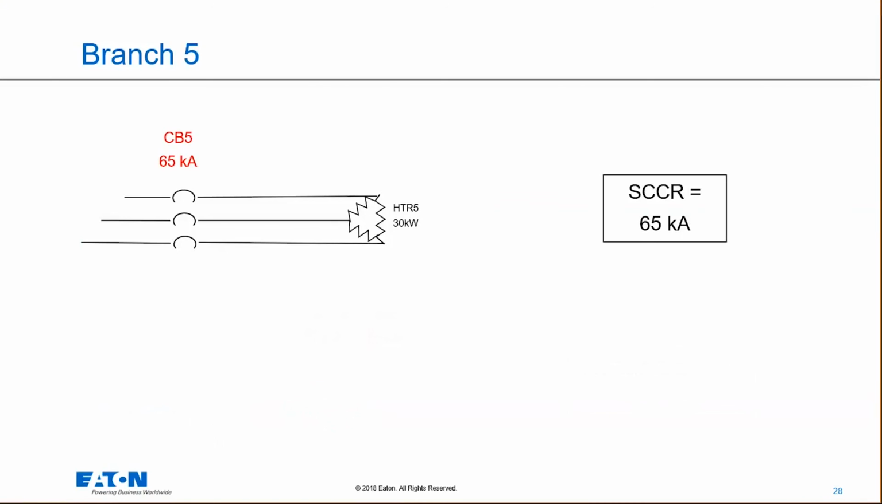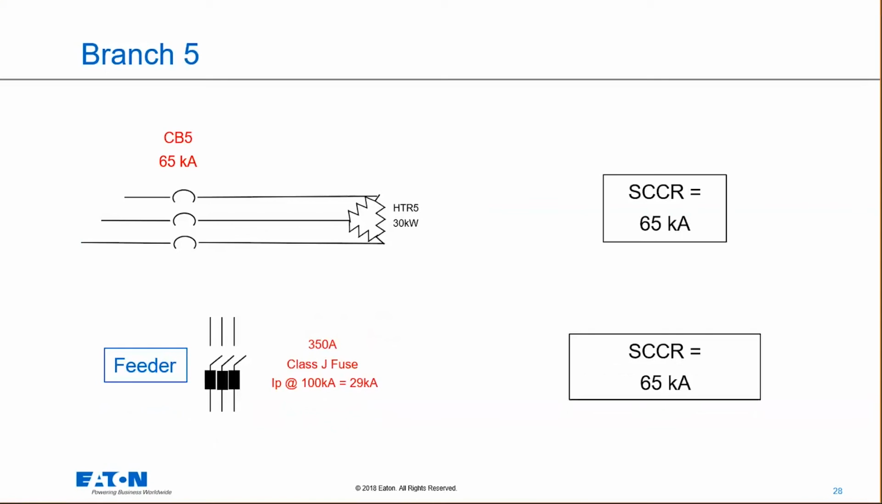Is that overcurrent device in our feeder going to be able to raise this rating? Hopefully everyone out there in the audience is saying, no, can't raise that rating. That's an overcurrent protected device. So nope, our rating still stays 65,000 amps. Once again, you cannot raise the rating of an overcurrent protective device. Can't raise the rating of that circuit breaker.